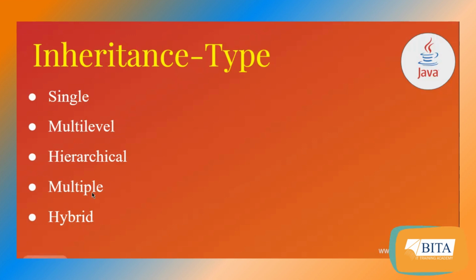Multiple inheritance is nothing but getting features from 2 or more parent classes. But here we are not going to use multiple and hybrid because they will increase the complexity and will not simplify the language. So it will increase the complexity of the Java program. So we are not going to use multiple and hybrid. We will be using only single, multi-level and hierarchical. Hope you are clear with all these things.